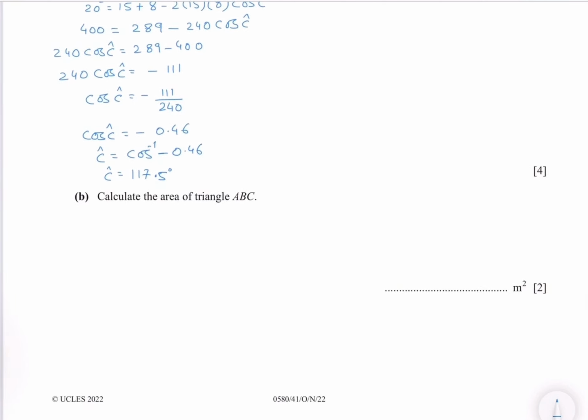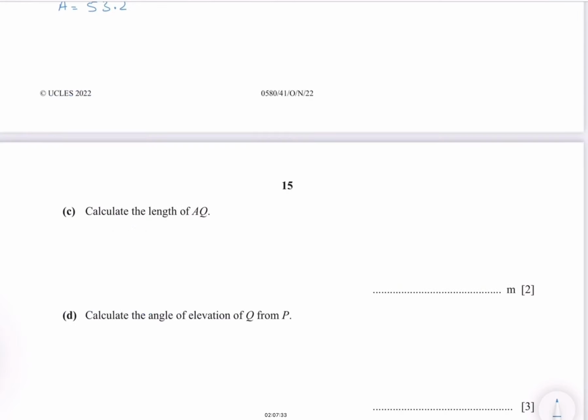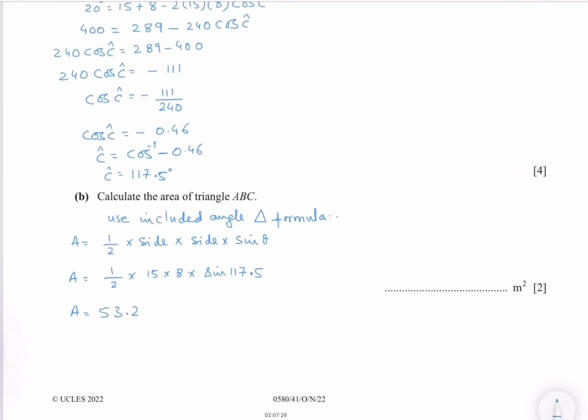Calculate the area of triangle ABC. So it is an included angle triangle. So we have to use this formula, 1/2 into side into side into sine of theta. So sides are 15 into 8 and theta is 117.5. So your area is 53.2 square meter.